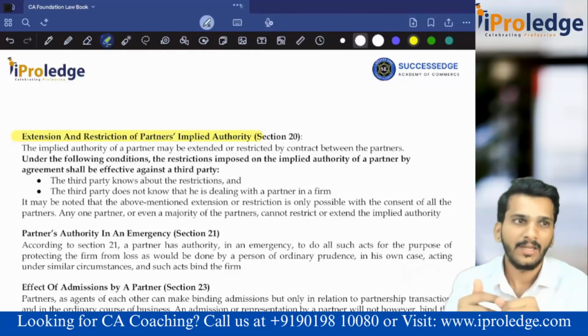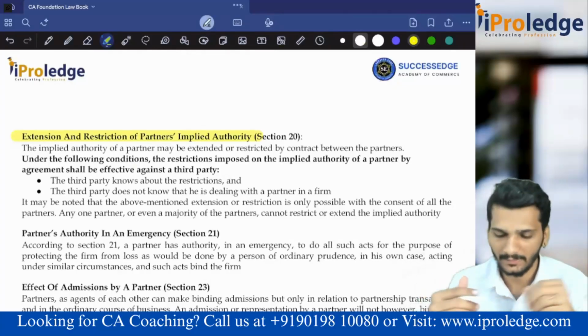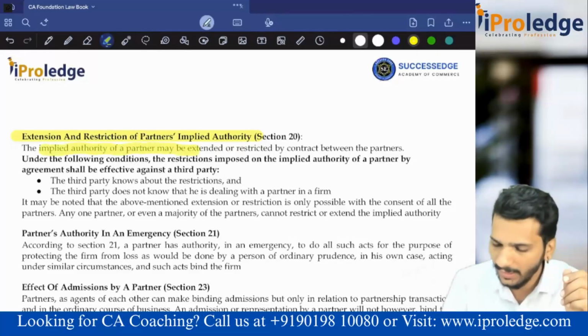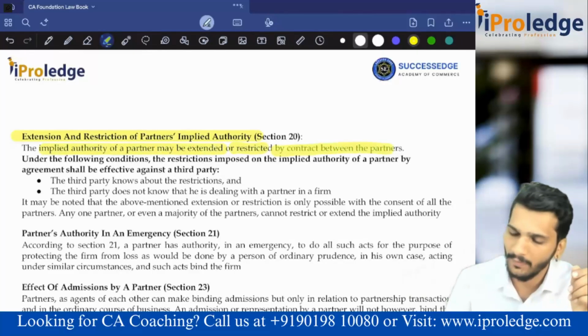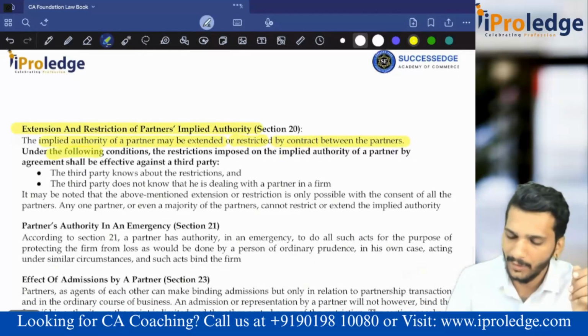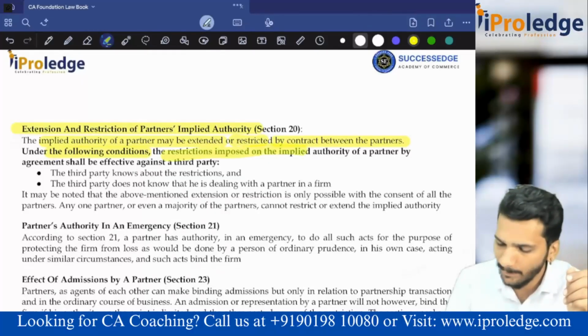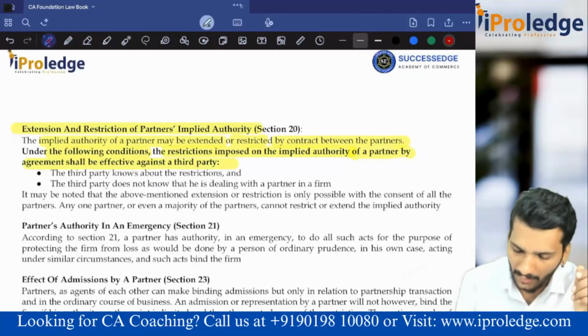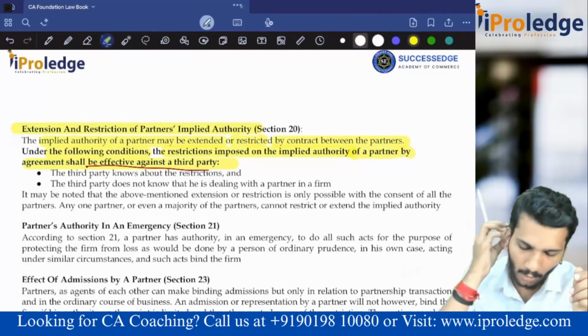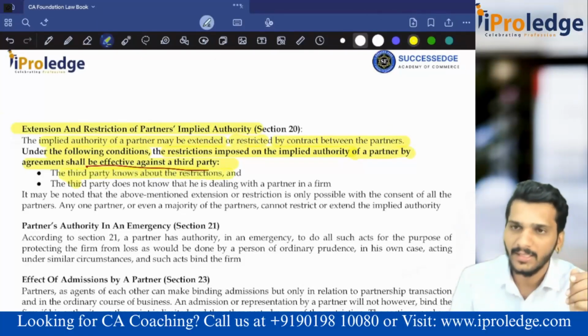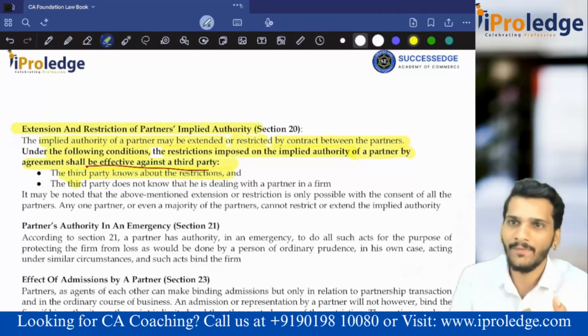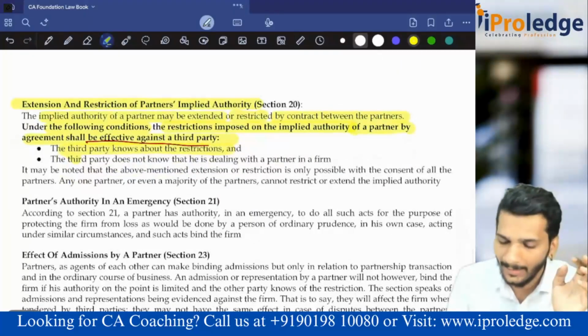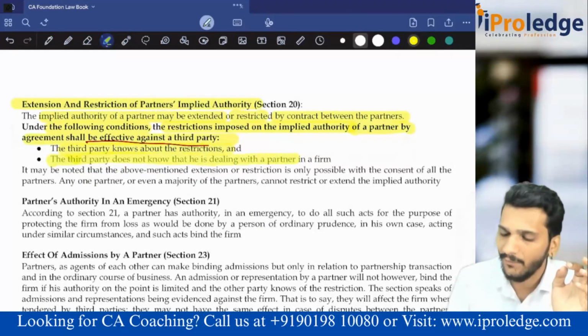If you do this, when is it effective with respect to third parties? The implied authority of a partner may be extended or restricted by contract between the partners only. Under the following conditions, the restrictions imposed on the implied authority of a partner by agreement shall be effective against third parties. When it is effective? When the restriction is known to the third party. He does not have any authority to enter into those types of agreements. When it is already known to the third party, then you can hold that we are not liable as a partnership firm if you supply.